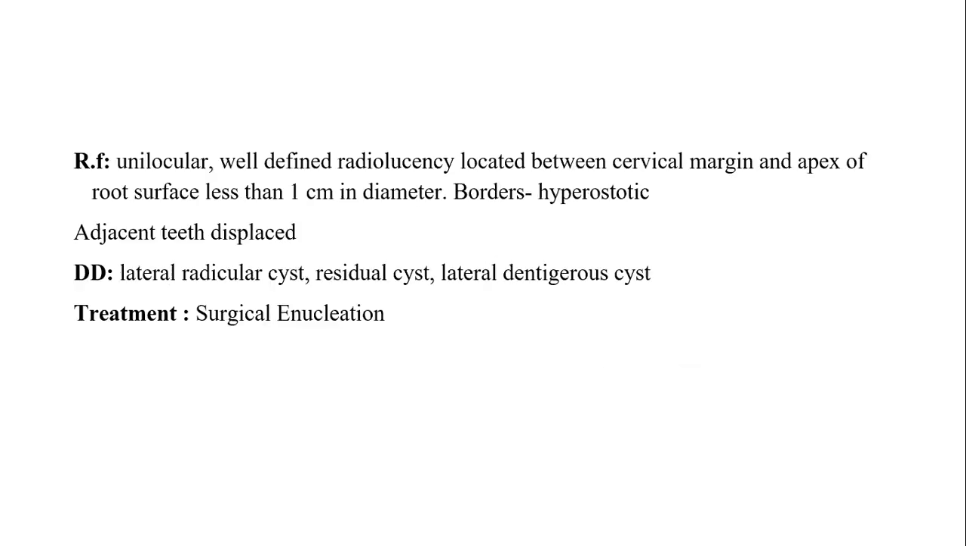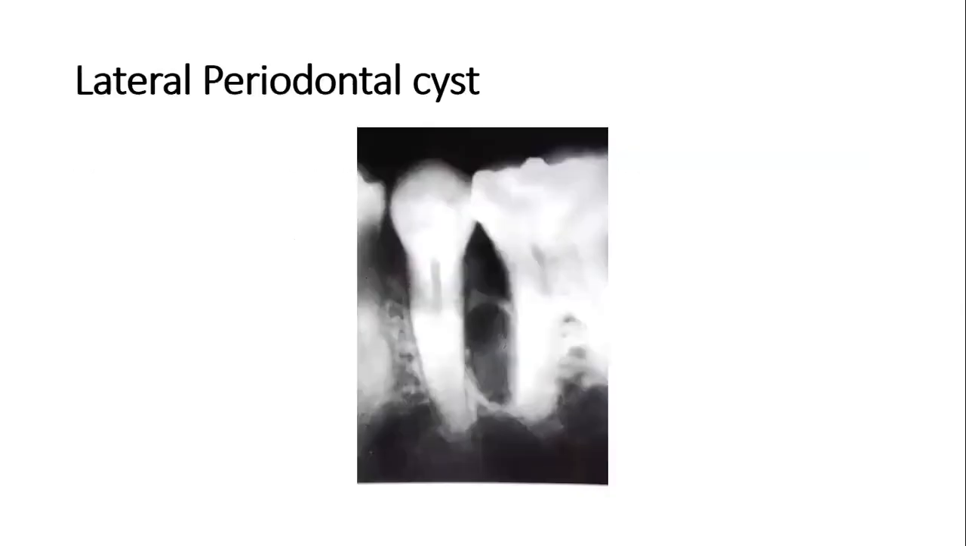Radiographic feature: unilocular radiolucency, which is well defined and located between the cervical margin and apex of root surface, less than 1 centimeter in diameter, and the borders will be hyperostotic. Adjacent teeth will be displaced. Differential diagnoses are lateral radicular cyst, residual cyst, and lateral dentigerous cyst. Treatment is surgical enucleation. This is the radiograph showing lateral periodontal cyst.